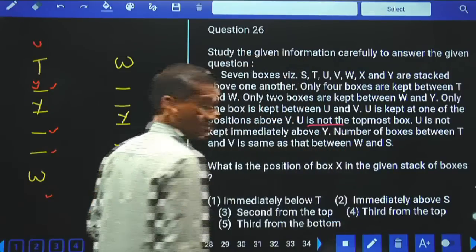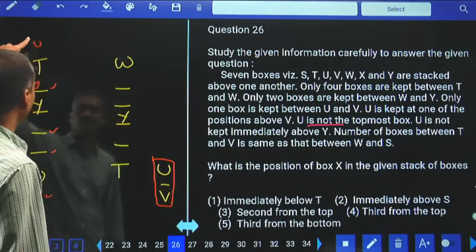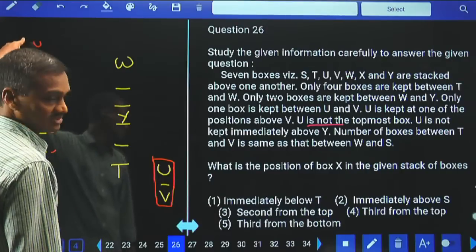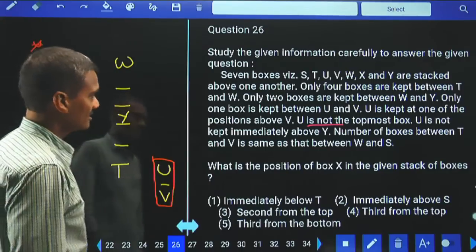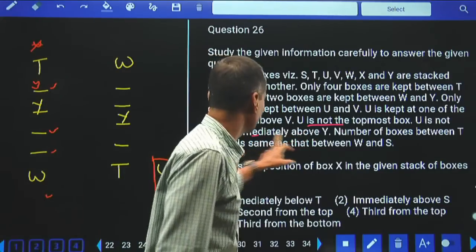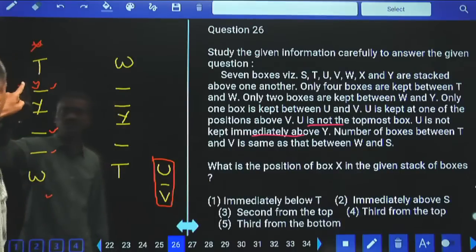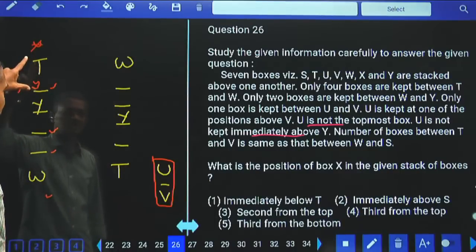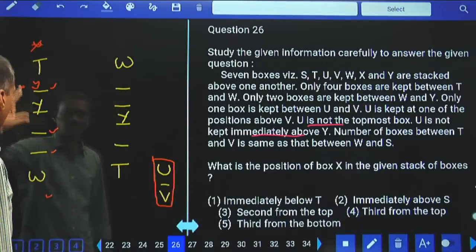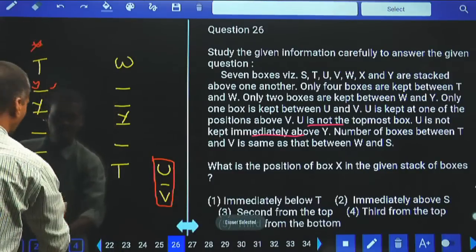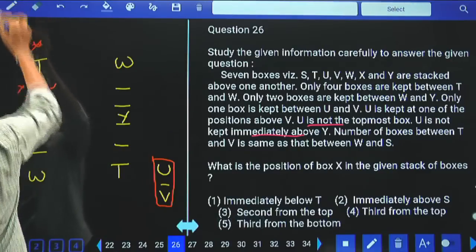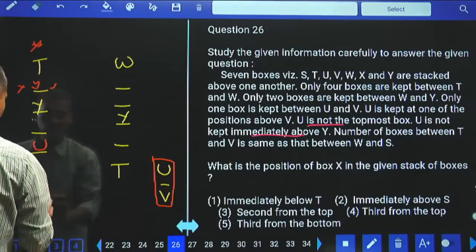U is not at the topmost box. Hence, if U is here, 7 boxes, U must be at the top. As U cannot be at the top, U cannot be here. And at the same time, when U is not kept immediately above Y, U cannot be here as well. U cannot be here, U cannot be here. Then what is the only possibility we have? The only possibility we have is U must be immediately above this W. Clear now? Hence U is here, V is here.